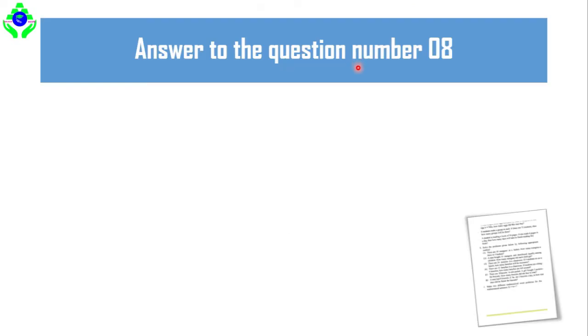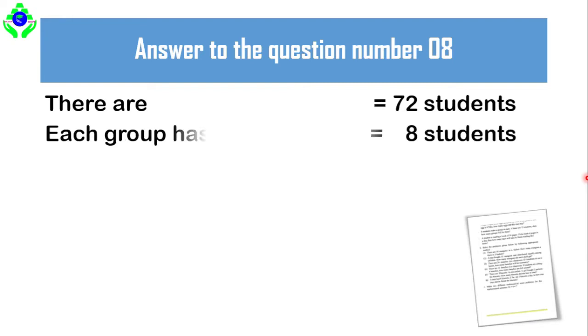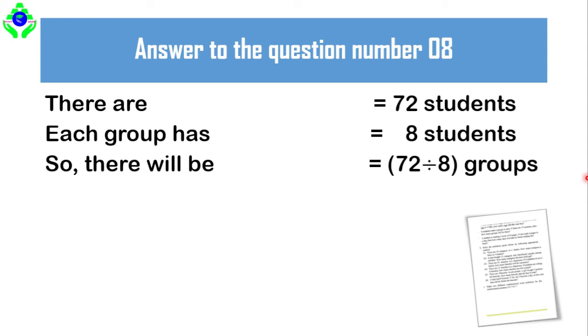You can see it is the answer to question number 8. At the first line of this answer, you should write there are 72 students and each group has 8 students. It's also very simple. In this math, you should also apply the concept of division. That's why we write a division sign here. That means there will be 72 divided by 8 groups.